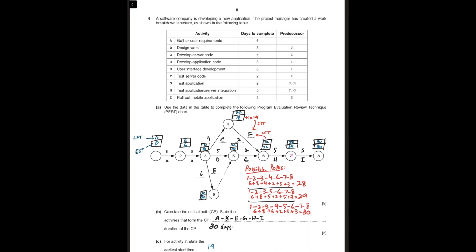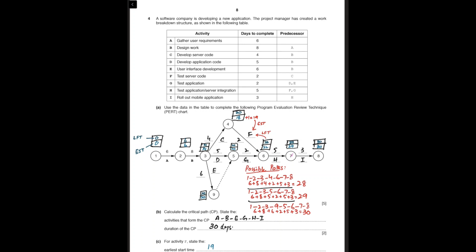D is ending at node 5, but E is ending at node 9. So we have to have one dummy activity. We should connect node 9 to node 5 so that we could start G afterwards. And then G and F both end in node 6, where H starts. Why do they both end at node 6? Because H has F and G as its predecessors. So predecessors should be ending at the same node.